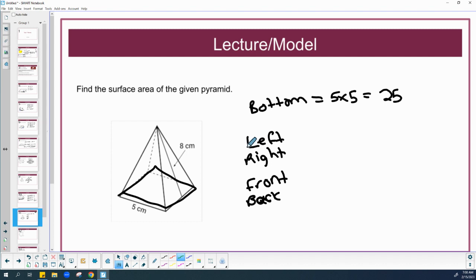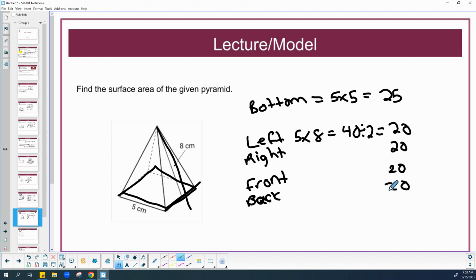Now for the triangles. In a square pyramid, all of the triangles are the same. So my base of each triangle is 5, and the height of each triangle is 8. 5 times 8 is 40, divided by 2, because they are triangles, is 20. So each of these is 20, because in a square pyramid, they are all the same.